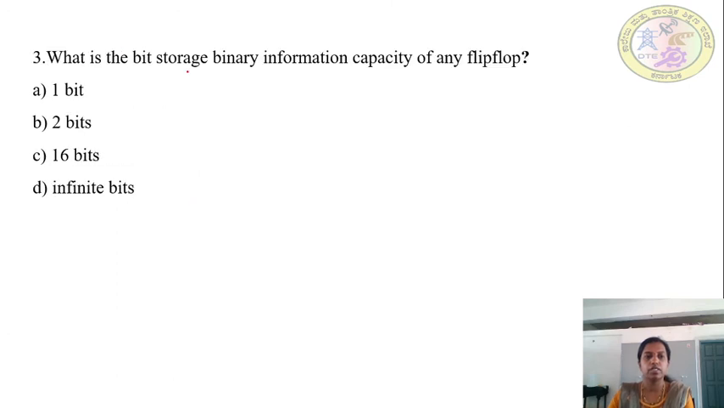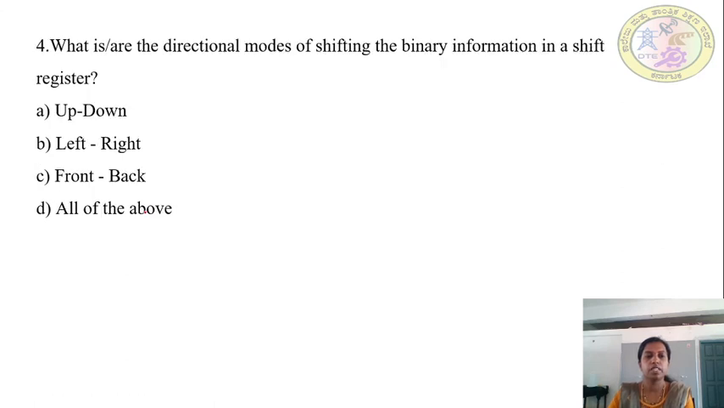Next, what is the bit storage capacity of any flip-flop? Options are A 1 bit, B 2 bits, C 16 bits, D infinite bits. Answer is A, 1 bit. Next, we move on to the fourth question. What are the bidirectional modes of shifting the binary information in a shift register? Options are A up down, B left right, C front back, D all of the above. Answer is B, left to right.